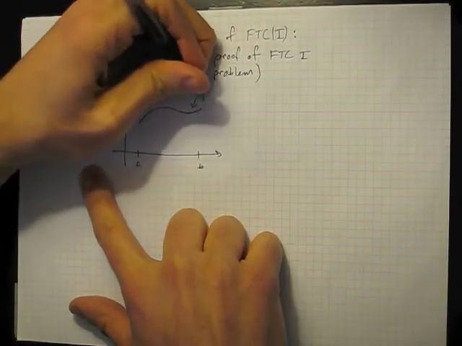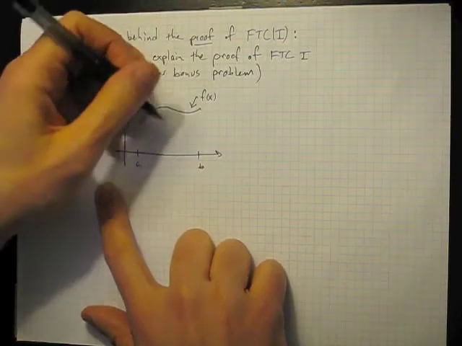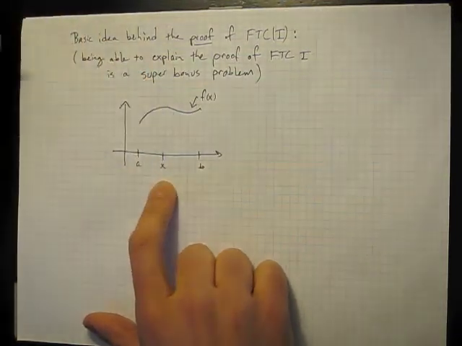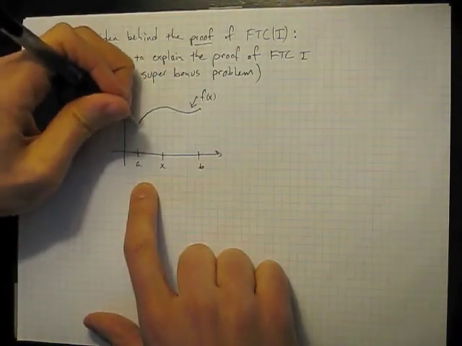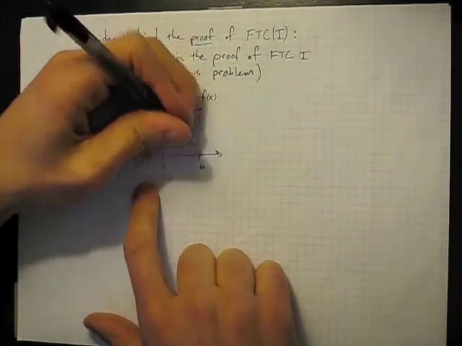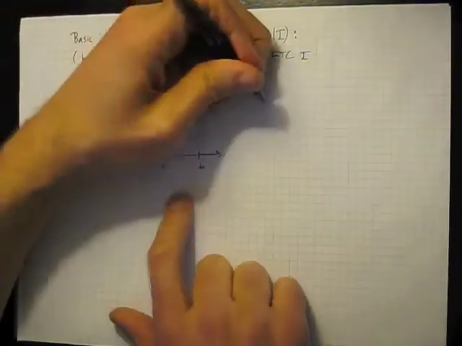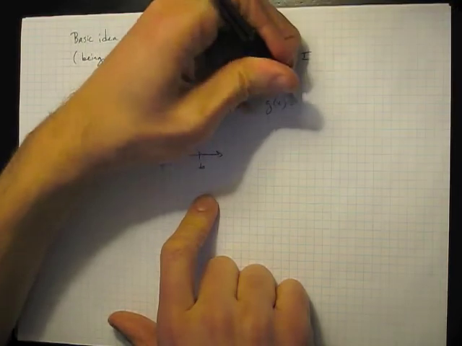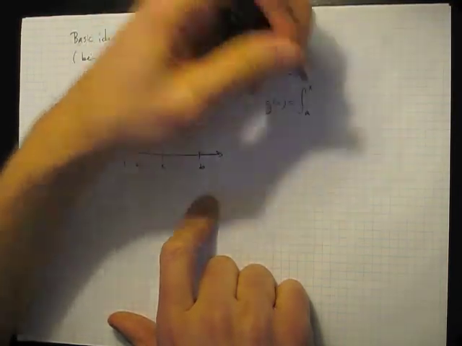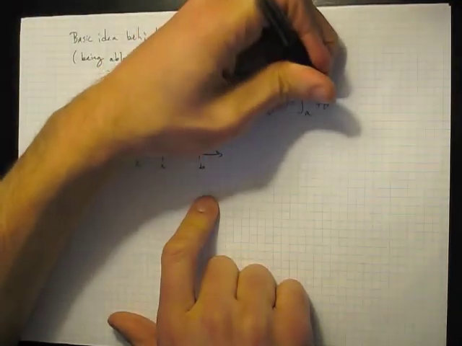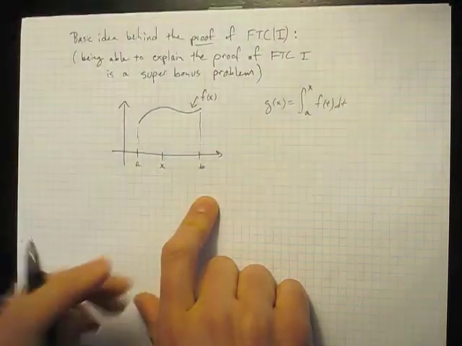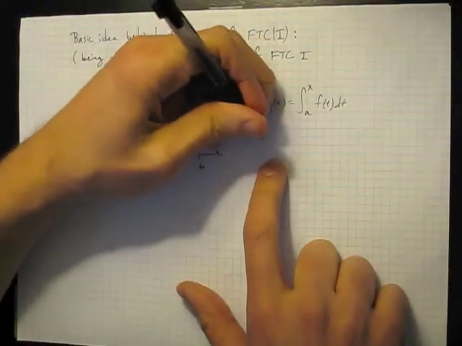Here's the graph of f, and here's a point x on the graph. And so we have again, remember what g is. g is the integral from a to x of the function f. Okay. Now, what is the definition?